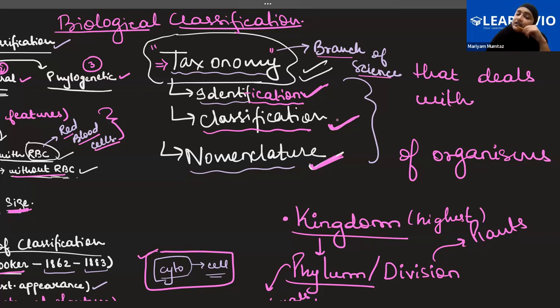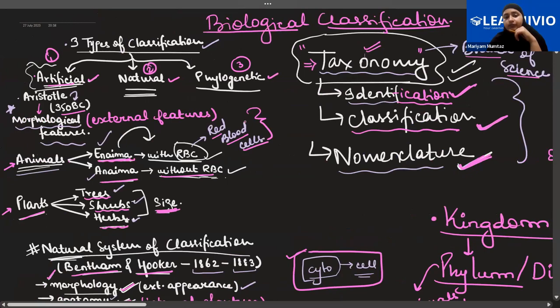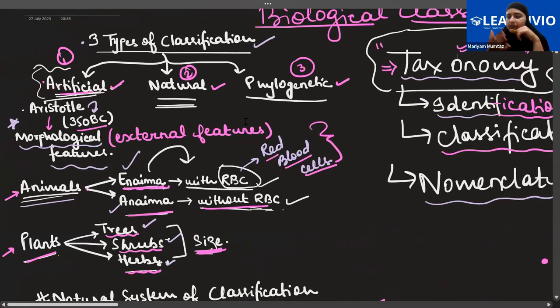And when you're done classifying the organisms, meaning putting them into groups, then you will name them. This is not the exact sequence, but we name the organism also. So all of these practices, the identification, the classification, the nomenclature, come under the big branch of study known as taxonomy. Clear? Yes, ma'am.